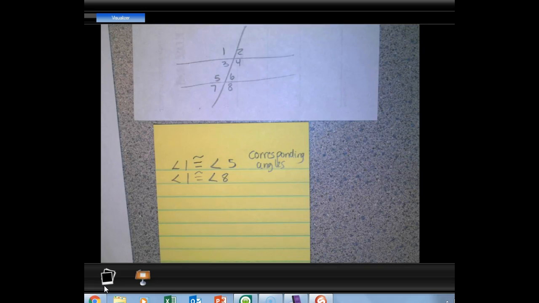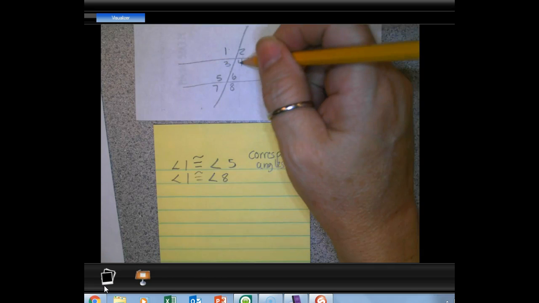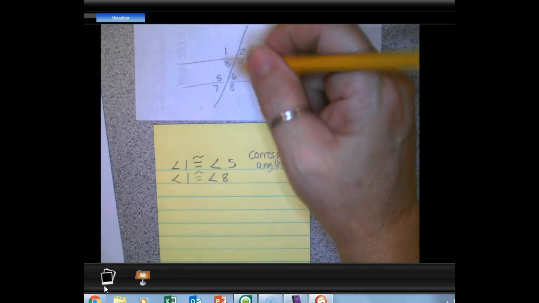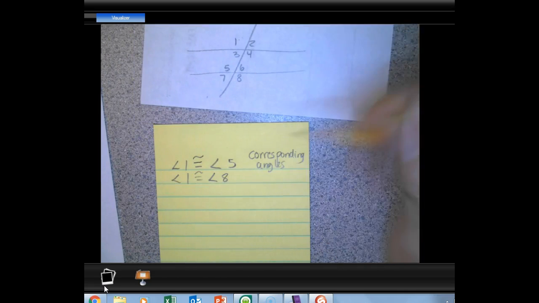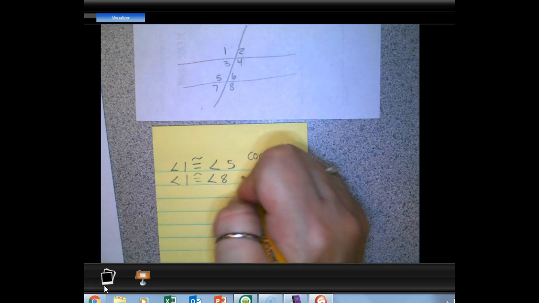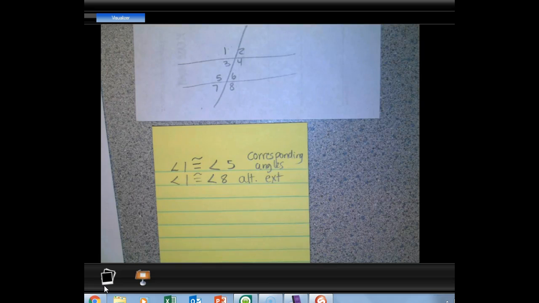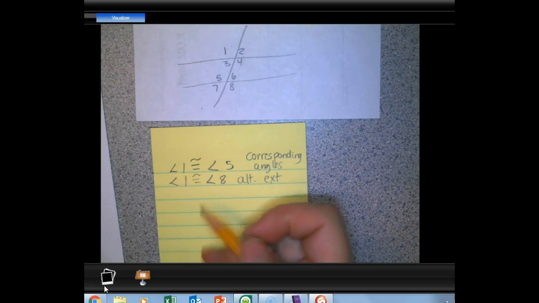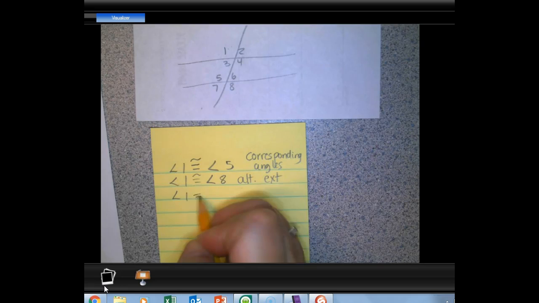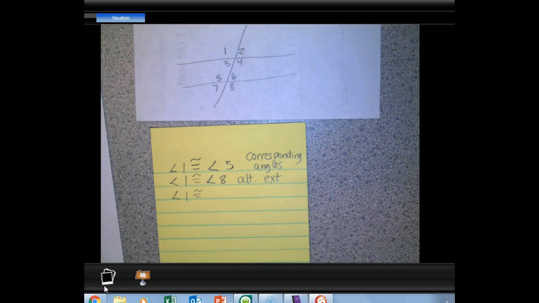Grant? Alternate exterior. It's on the other side of the transversal and it's on the outside of your parallel lines. So it would be alternate exterior. Okay? But angle 1 is still congruent to another angle. What other angle is angle 1 congruent to?